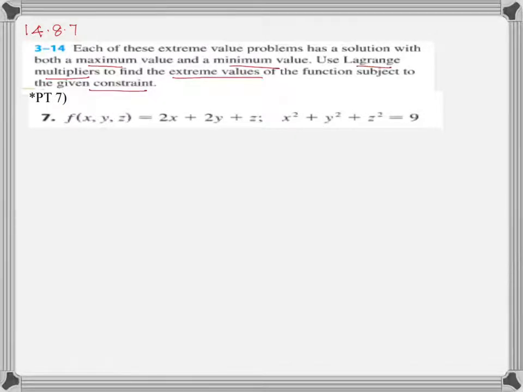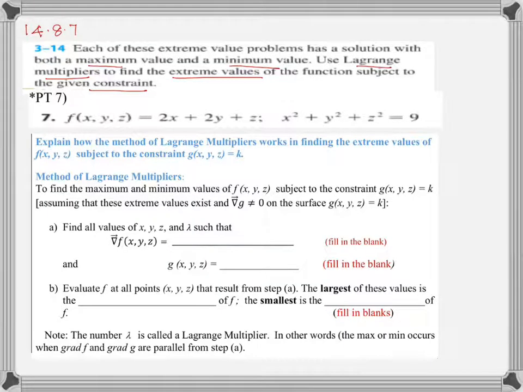So the underlined words are the keywords. Maximum value, minimum value need to be found by the Lagrange multipliers and then subject to the given constraint. So the function is given and the constraint is x squared plus y squared plus z squared equal to 9. Let's first go over what we mean by the Lagrange multiplier method.